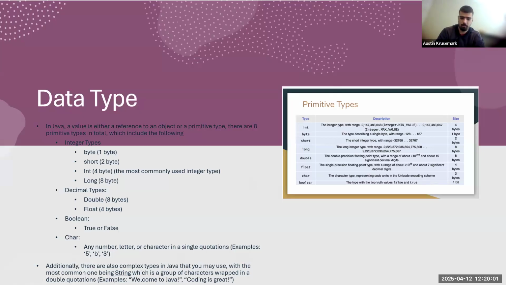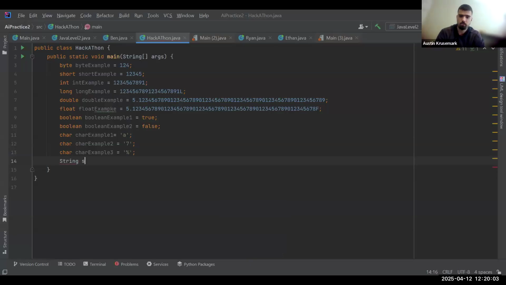So for here, I'm going to make another example. String example equals double quotation, Good morning. How are you? You can see that it works because strings are meant to basically take in words and sentences. So that is basically it with the data types.